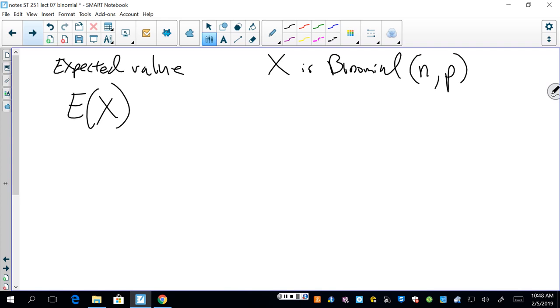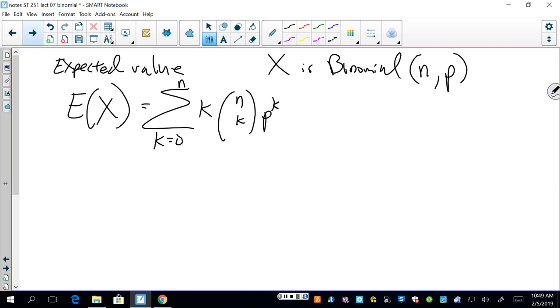Right? What was our definition of expectation? Right, so we took all our values times their probabilities. The values weighted by the probability. So in this case, our values go from 0 to n. Here k is our value. n choose k, p to the k, 1 minus p to the n minus k is the probability.